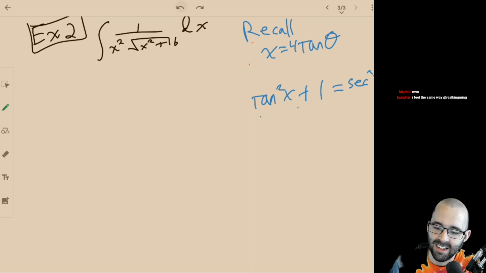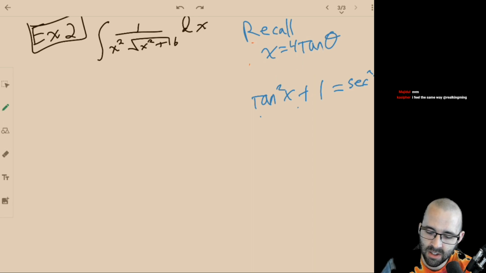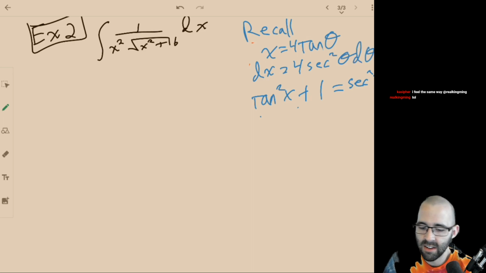Okay. So how do we find the dx? We just take the differential. So on the left-hand side, we get dx. The right-hand side, we get 4 times, what's the derivative of tangent? Secant squared. Secant squared of theta, d theta. That's our dx.